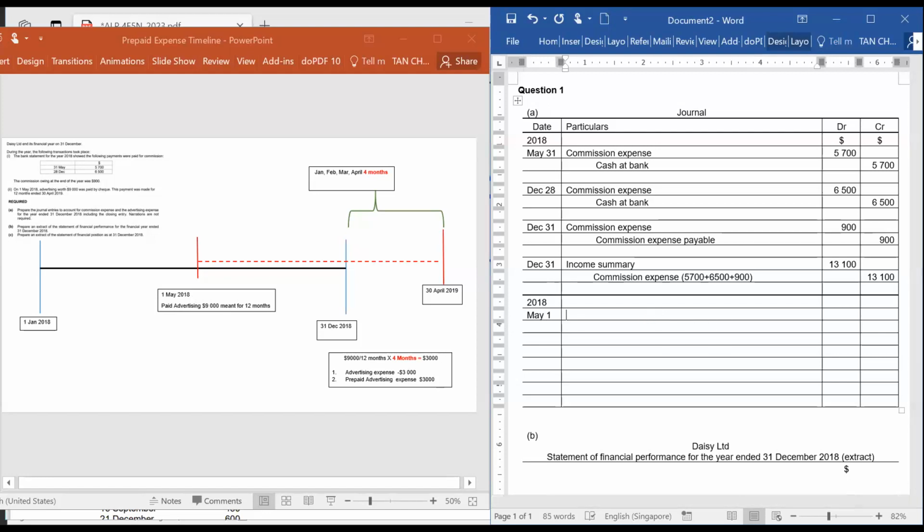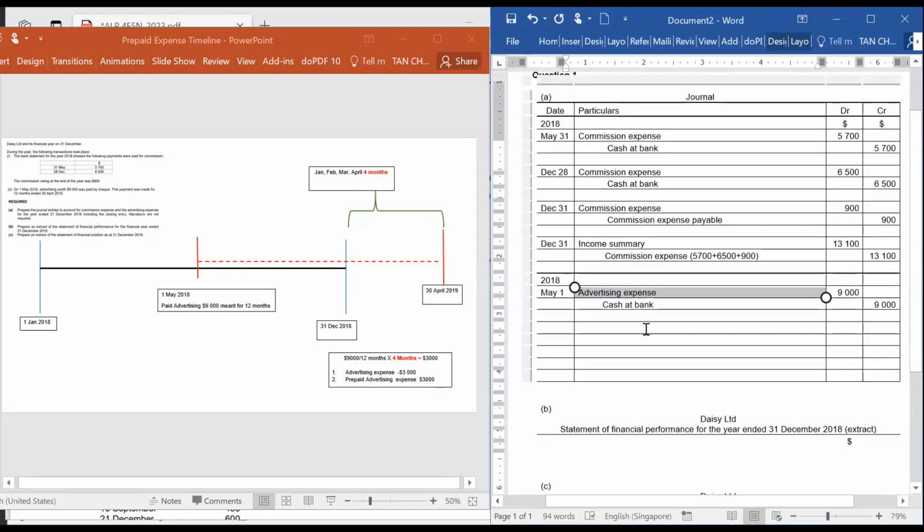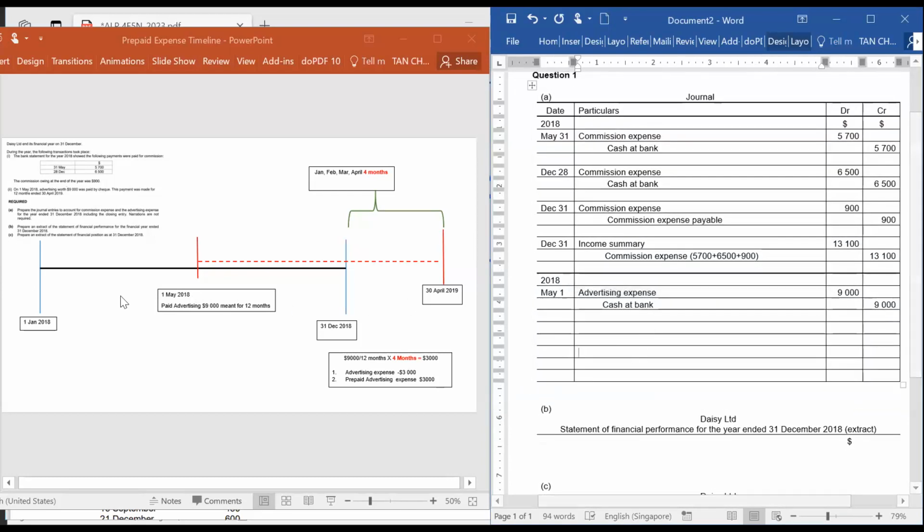As you can see from the timeline or from the question itself, we actually pay for advertising expense. So in other words, we are going to debit our advertising expense and credit our cash at bank by $9,000. Okay, once you're done with that, we are ready to move on to accounting year end, which is on 31st December 2018.